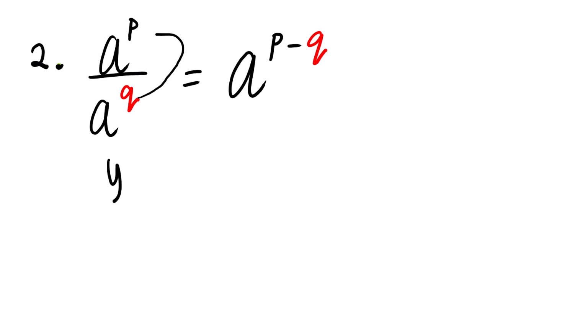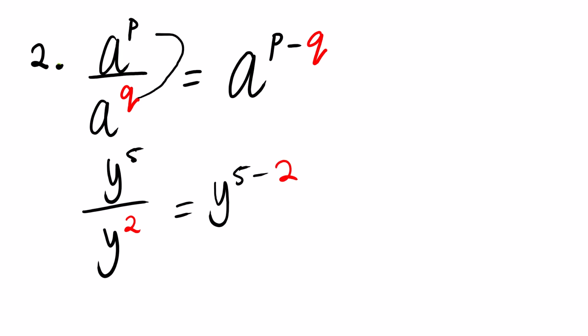Now let us look at examples. y to the power 5 divided by y to the power 2. The answer will be y to the power 5 minus 2, so the answer will be y to the power 3. I hope you can see how we apply this law.